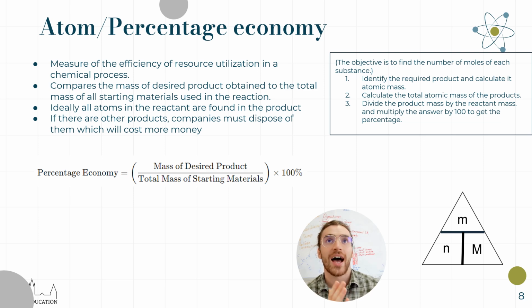Okay. What they can also say sometimes is that if there is a use for the waste product, then that is going to increase the percentage economy. You see, because now there is no waste that we have to dispose of or treat. Okay, it becomes another product that we can either make money of or use in the reaction again. Okay, some chemicals are like that.